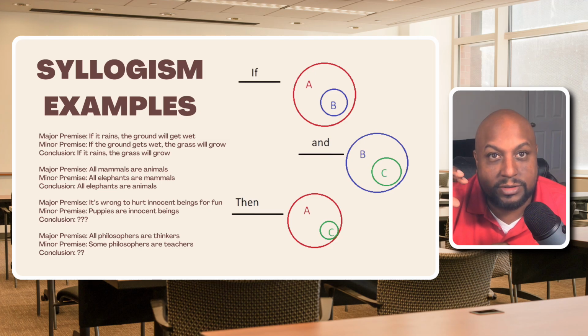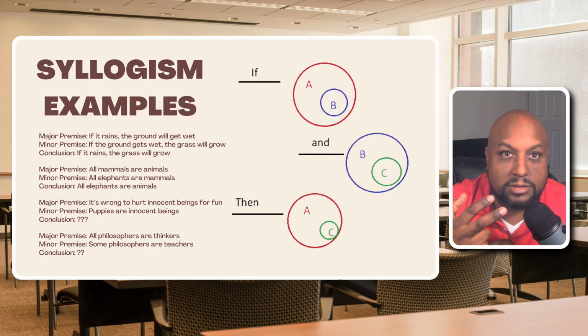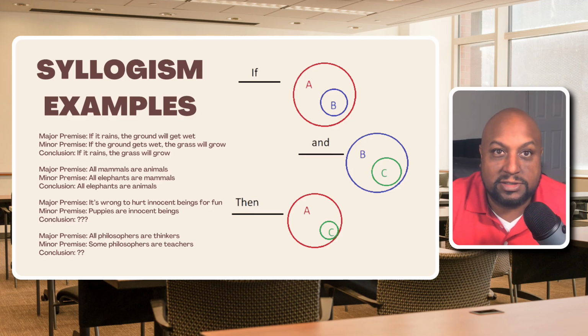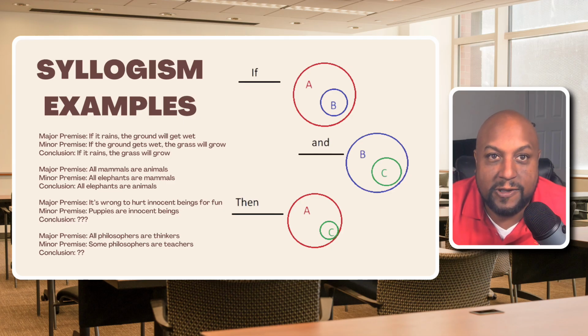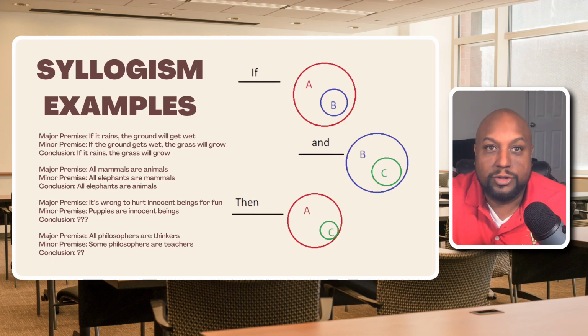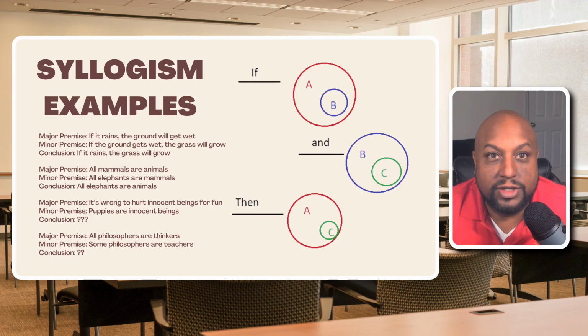Right? The next one. Innocent beings, fun, and puppies are your three pieces. Hurting innocent beings for fun, and puppies. Okay, so for the last one, your three pieces are philosophers, thinkers, and teachers. You've connected philosophers and thinkers. You've connected philosophers and teachers. So your conclusion has to connect the other two. So then you would say some thinkers are teachers.